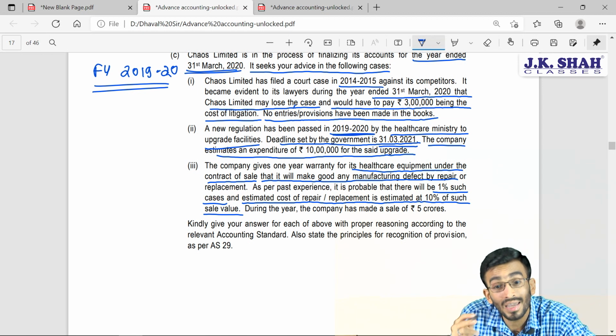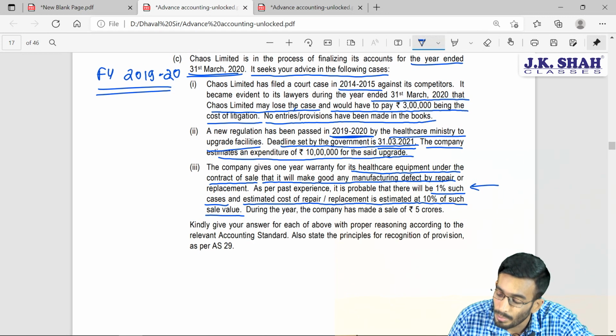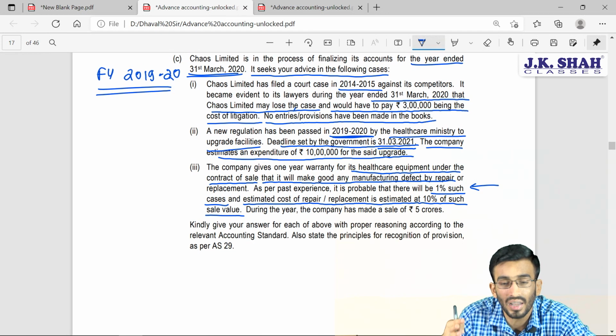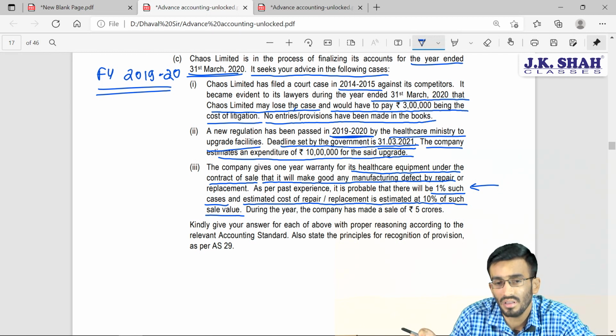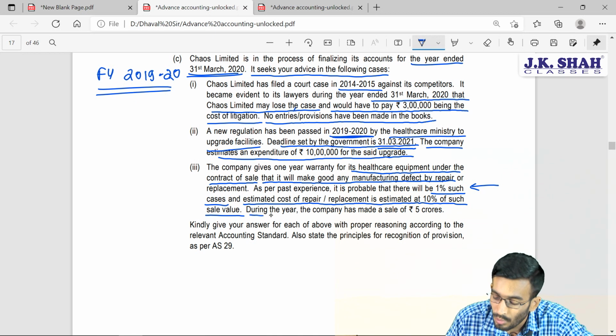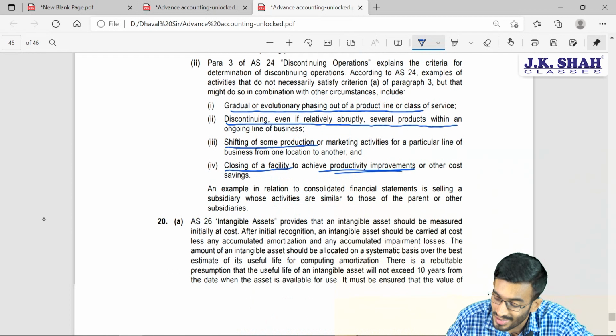But in how many cases will repairs and replacement come, based on past experience? That is nothing but 1%. So definitely, the probability is high that the repairs and replacement will come. We need to incur the expenditure in the future. For that we will create the provision. During the year, the company has made a sale of rupees 5 crore. So now listen carefully here.